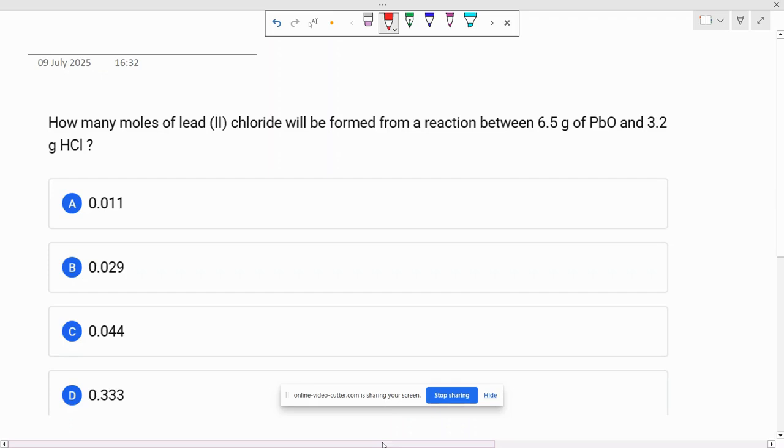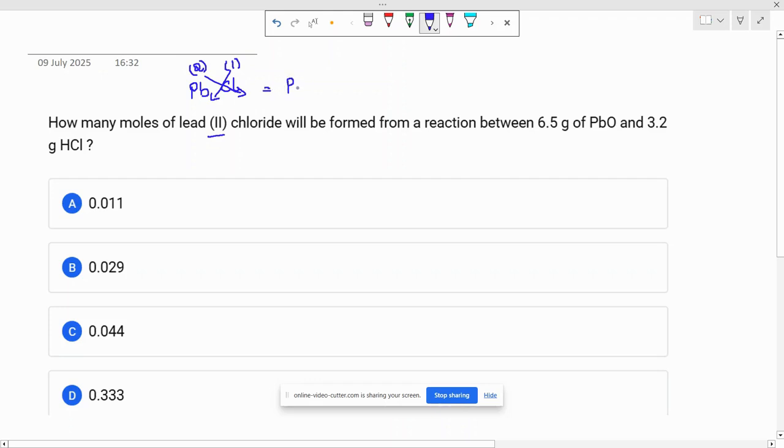How many moles of lead 2 chloride? The 2 indicates the oxidation state. This Roman numeral 2 indicates the oxidation state of lead. So if you want to find out the formula for lead chloride, just write the valency of lead at the top of Pb, and write the valency of chlorine at the top of Cl, and just cross multiply this. We have learned this in our 10th standard.